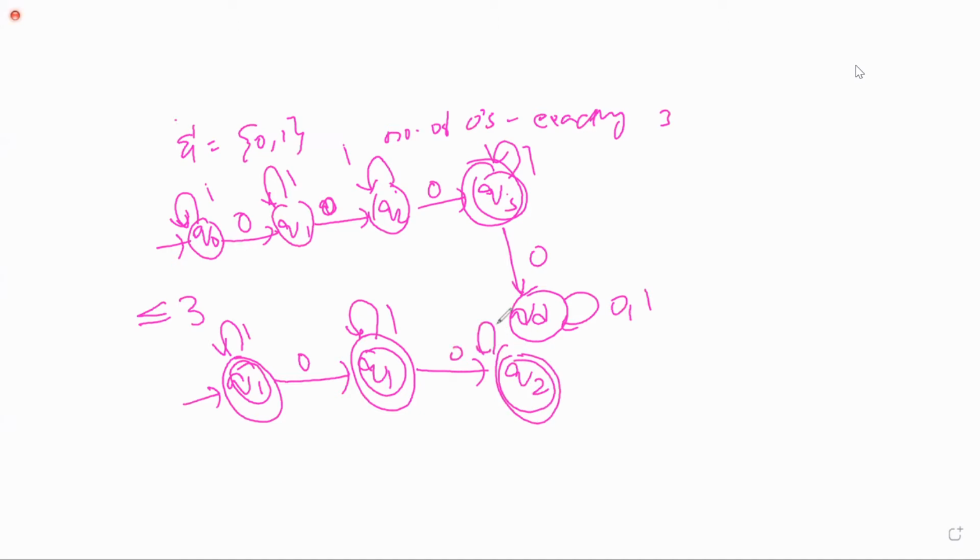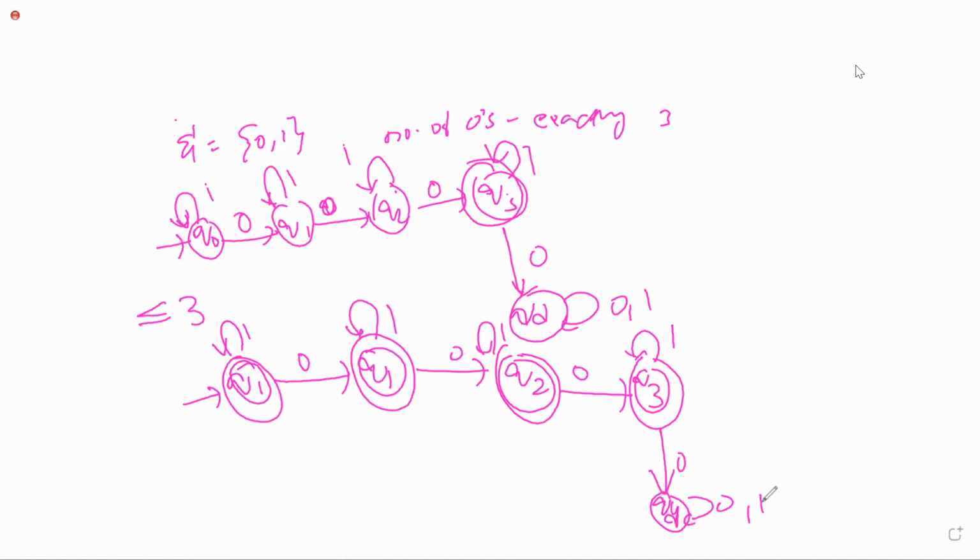Next is 0. Where is it going? Q2. How many zeros are here? 2. Next, at most 3 means 3 is also accepted. Q3. What about Q3 on 0? It is going to the dead state because if I draw this, it crosses the at most 3 condition. This is the DFA. How many final states do you have here? 4. Am I clear with this problem?